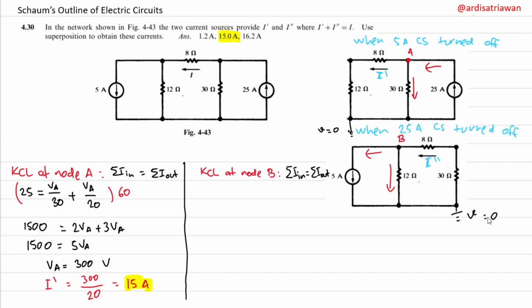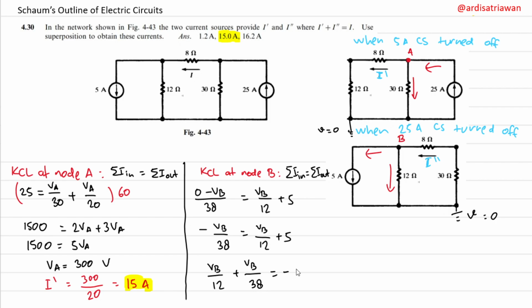And I double prime is equal to this voltage, 0, minus VB, divided by the resistance between them, which is 30 plus 8 or 38. There is no other current that goes in. The currents that go out are this VB divided by 12, and then this 5 ampere, so plus 5 ampere. So I will have minus VB divided by 38 is equal to VB over 12 plus 5, or we can arrange this into VB divided by 12 plus VB divided by 38 is equal to minus 5, right?